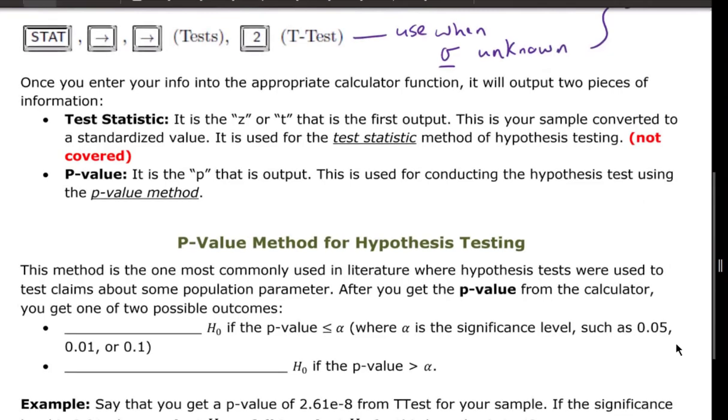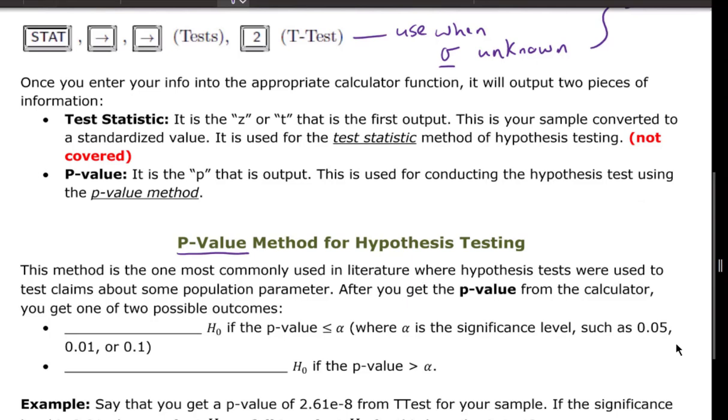Okay. And then there are two methods that we'll be using to calculate a hypothesis test. Well, we won't be using both, but there's a test statistic method, which we're actually not going to cover in a video in this class, but that's a method you could use. And then there's the p-value method, which is actually what we're going to show you today. How do you actually conduct a hypothesis test given the p-value?